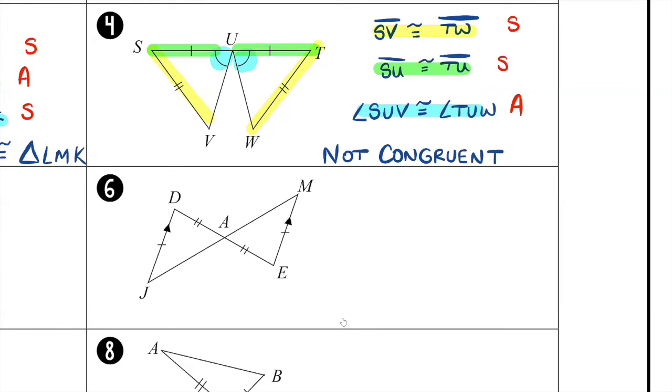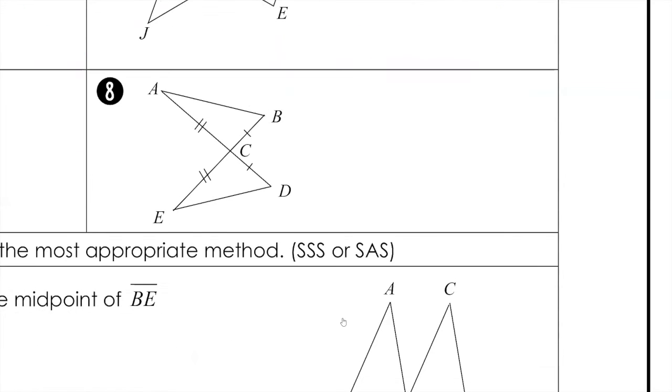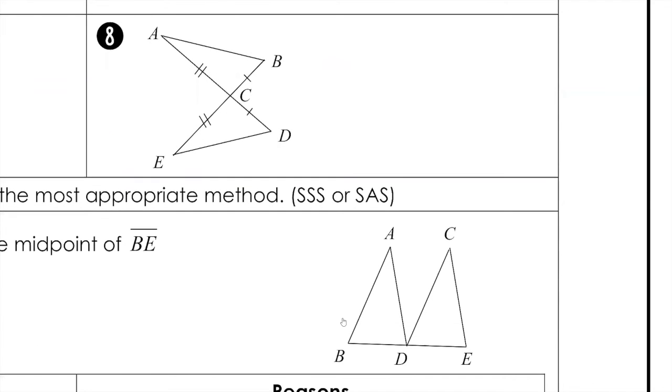All right, let's look at number 8, and then we'll move on to our proofs. Number 8. What do we know? Angle A to angle E? How come?